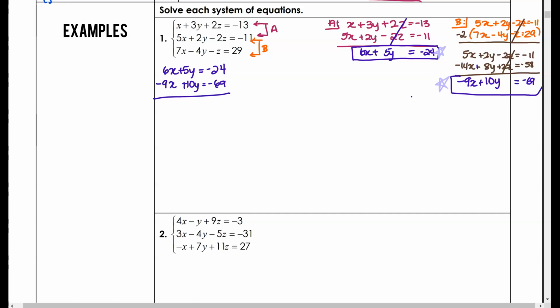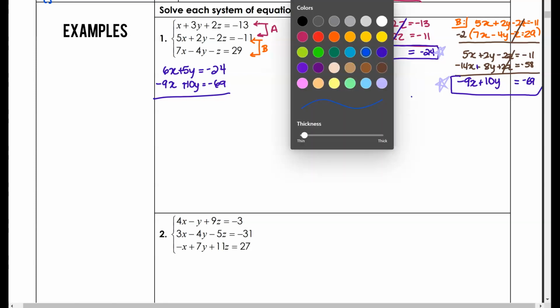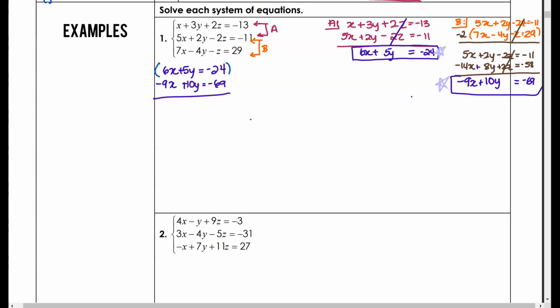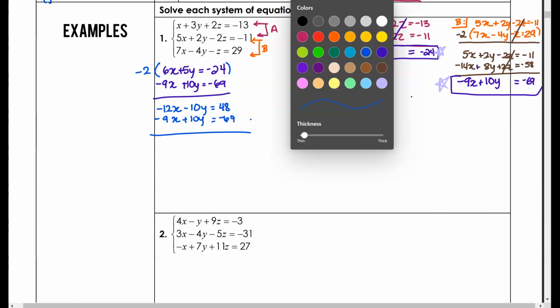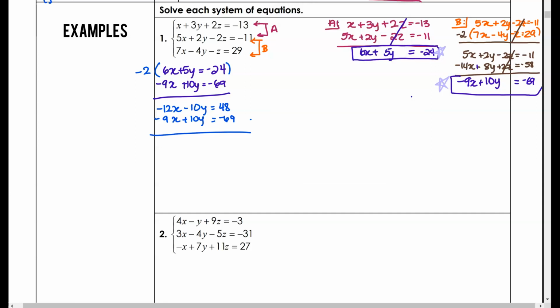All right, so now I have a 2 by 2 system, and I decide what I want to get rid of. So I can see that 5y is a multiple of 10y. So I'm going to multiply that top equation by 2, but specifically I'm going to multiply by negative 2. So when I multiply by negative 2, I end up with negative 12x. Negative 2 times 5y gives me negative 10y. And a negative times a negative is a positive, so I end up with a positive 48. Now, this bottom stays the same. All right, so if we see here, the 10y's cancel out.